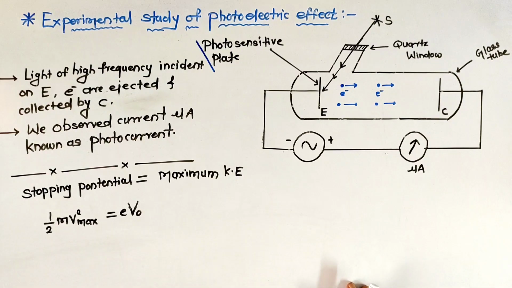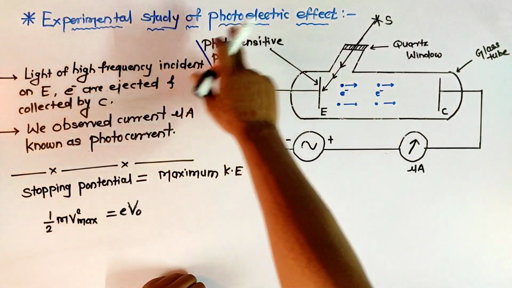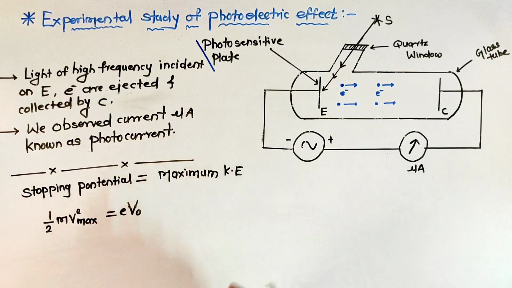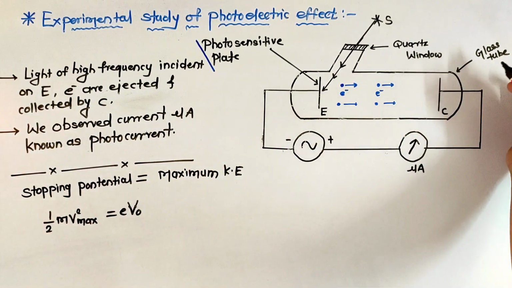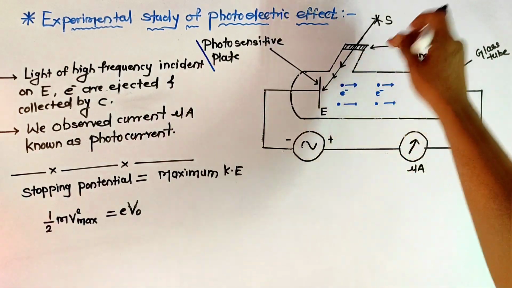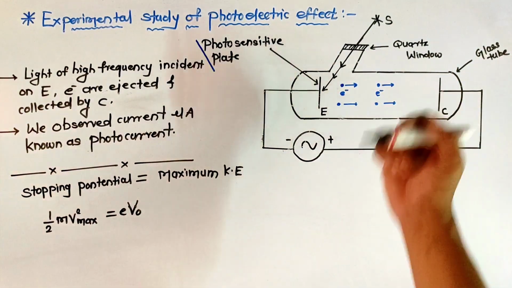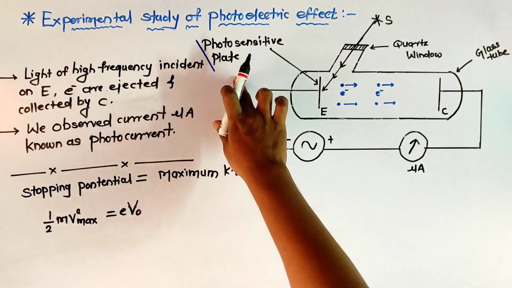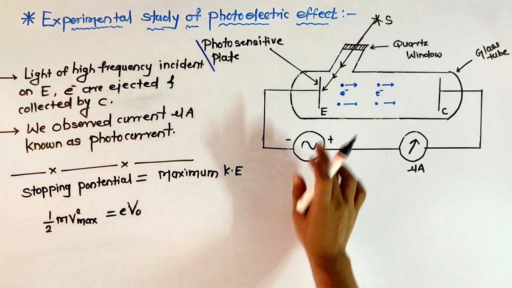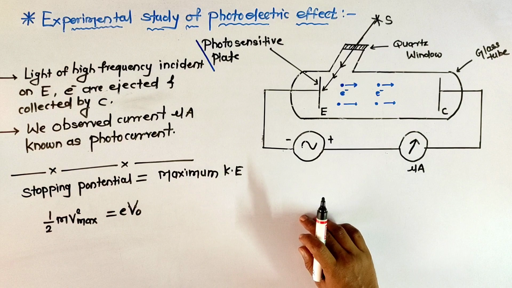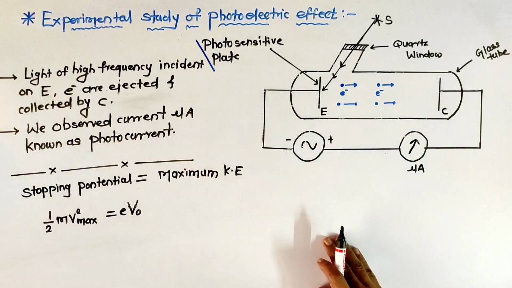Now in this video we are going to see the experimental study of the photoelectric effect. This is my experimental arrangement of the photoelectric effect. It consists of an evacuated glass tube and a special type of window known as a quartz window, through which the light comes into this glass tube, and the light falls onto a metal known as a photosensitive plate. We also call this photosensitive plate the emitter. And when light is incident on this emitter, it emits electrons.